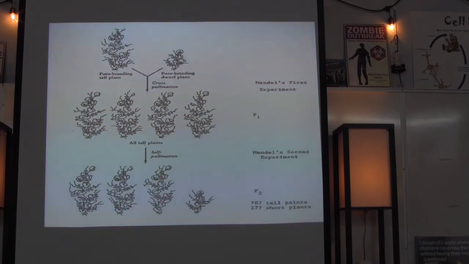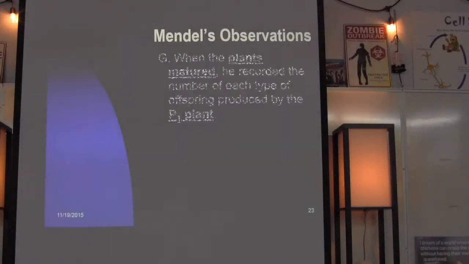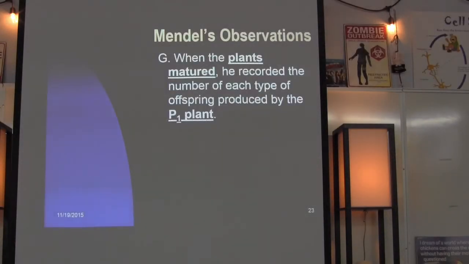And once again, if you look at the plants and the numbers used, I keep telling you it's a good thing to use a large sample, and once again 1,000 is a good number. So he figured out that 787 plants were tall and 277 were short. So once again, tall being the dominant trait, short being the recessive trait. So when the plants matured, he recorded the number of each type of offspring produced by the P1 plants. So once again, that's the parents.